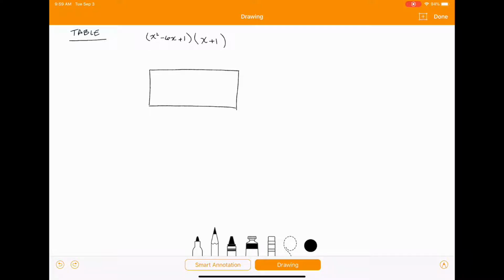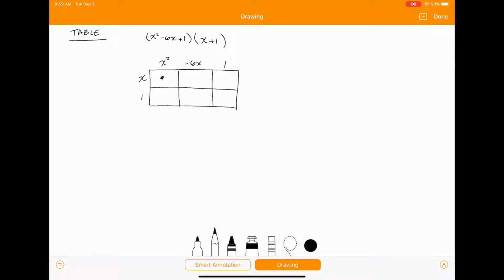Wow, if I can make these even. All right, so we're just going to place each of those pieces above this column. So we've got x squared, negative 6x, and a positive 1. And then our next one has 2 pieces to it. So we need 2 rows, just like that. And then we're going to place each piece in its appropriate place, so x and 1.